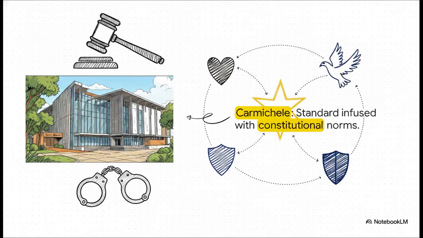Then we have the legendary Carmichele case. It's famous for wrongfulness, sure, but its impact on fault is massive. The police and prosecutors failed to oppose bail for a known dangerous criminal who then attacked the plaintiff. The Constitutional Court came in and completely transformed the negligence inquiry. They ruled that the objective, reasonable person standard doesn't just exist in a vacuum anymore. It has to be infused with constitutional norms and values, things like dignity, freedom, and security. What we consider reasonable is forever tied to the Constitution.